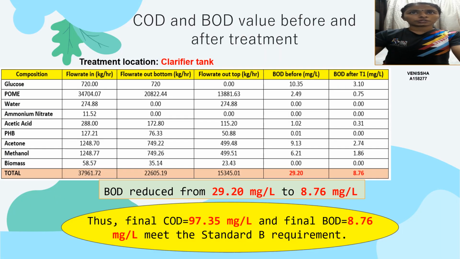The table shows the COD and BOD values after the treatment in the clarifier tank, which are also the final COD and BOD values. The final COD value is 97.35 mg per liter, while the final BOD value is 8.76 mg per liter, meeting the standard B of discharge requirement.